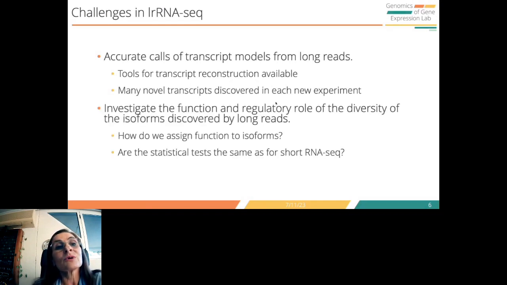But then once we understand that, of course, we want to be able to use this data to understand more about function and the regulatory role of the diversity of isoforms that we can detect. So questions are like, how do we assign function to isoforms, and are we using the same methods to analyze the long reads data that we were using before for the short reads?